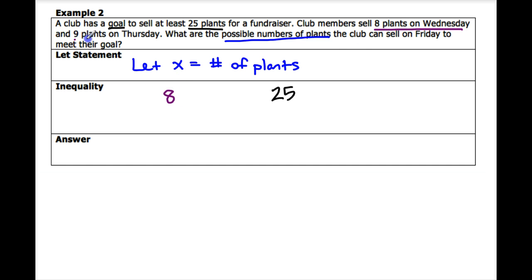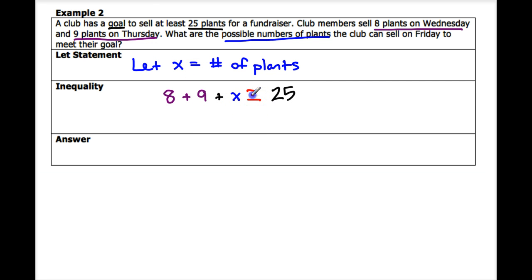I've also sold 9 plants on Thursday. So I'm going to add that 9 to the 8. So 8 plus 9 is what we already have. We're going to add to this 8 plus 9 our X value here. That's the number that we're going to sell on Friday. That's what we're trying to figure out. And we want to sell at least 25. So we want this 8 plus 9 plus X to be greater than or equal to 25.